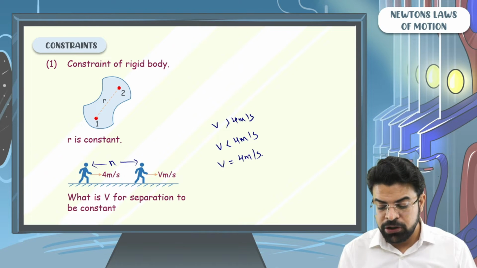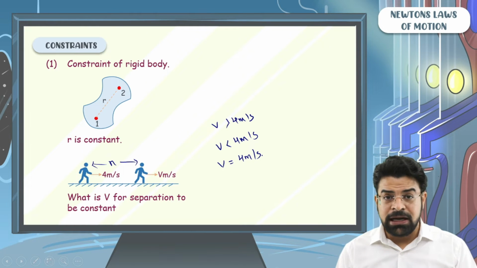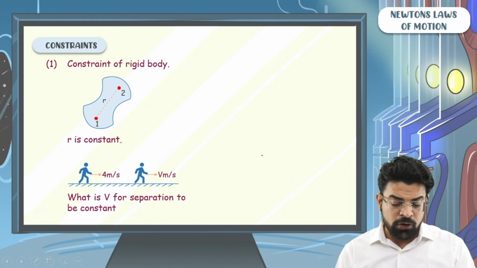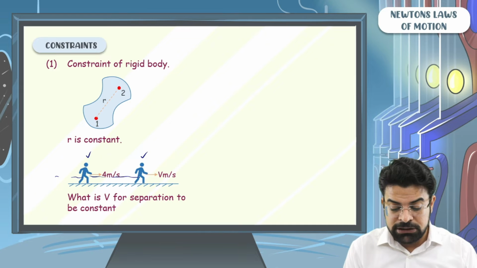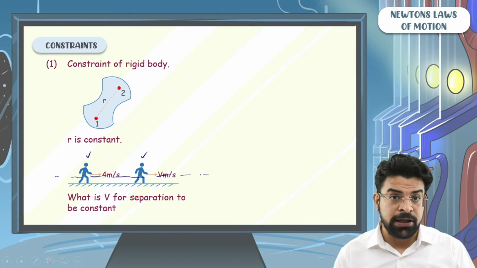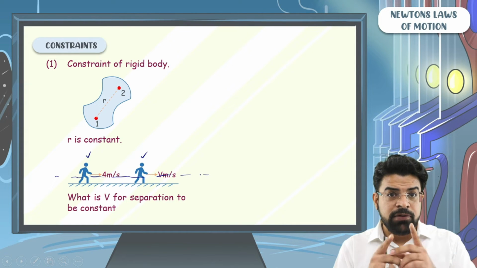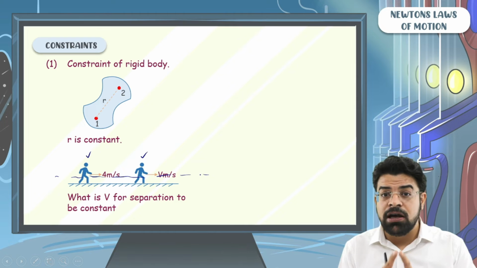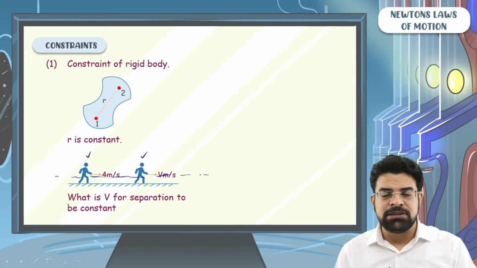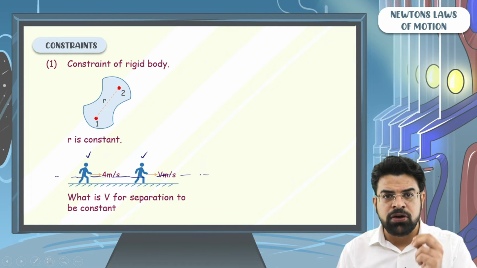4 meters per second. So we learned a concept here, and the concept is that if we want the separation between these 2 guys to be constant, then they should have the same velocity along the line joining them. Once more repeating, if we want the separation between these 2 guys to be constant, then they should have the same velocity along the line joining them. And this is exactly the statement of the constraint of rigid body.